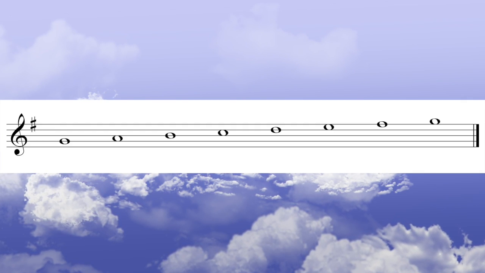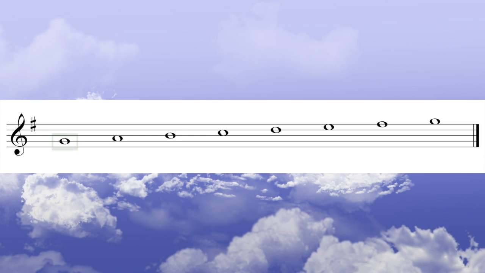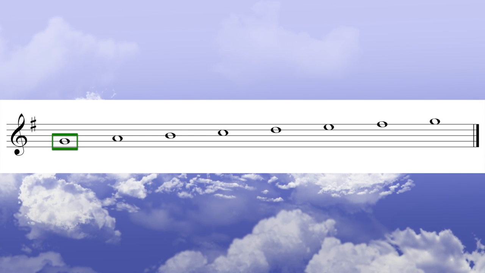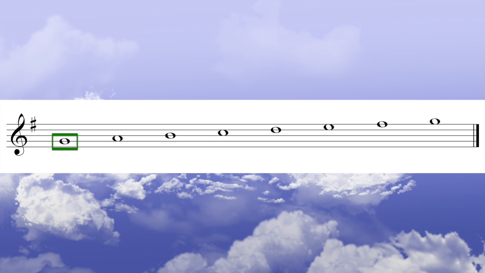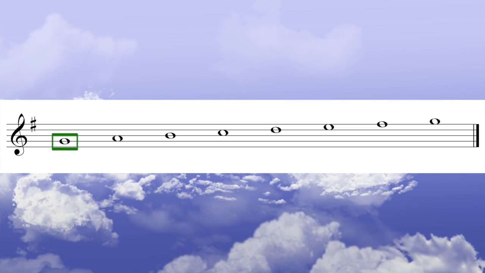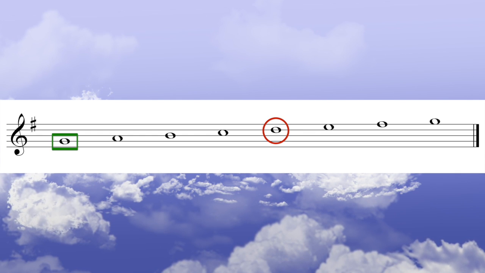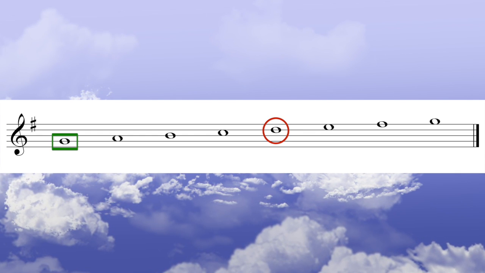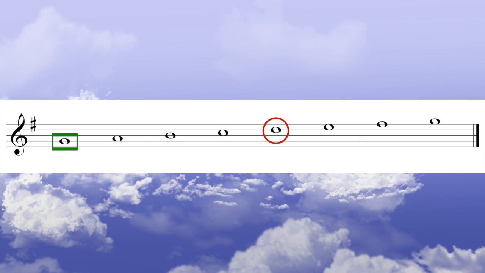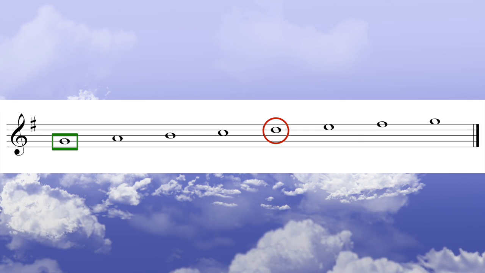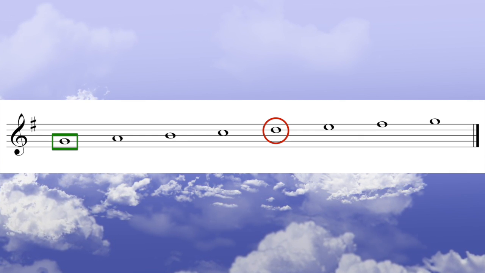So now we're in the key of G, and G is now our tonic, and the tonic chord sounds like this. The dominant in the key of G, the fifth step of this scale, is D. 1, 2, 3, 4, 5. There's your dominant on D, and so the dominant chord will sound like this.